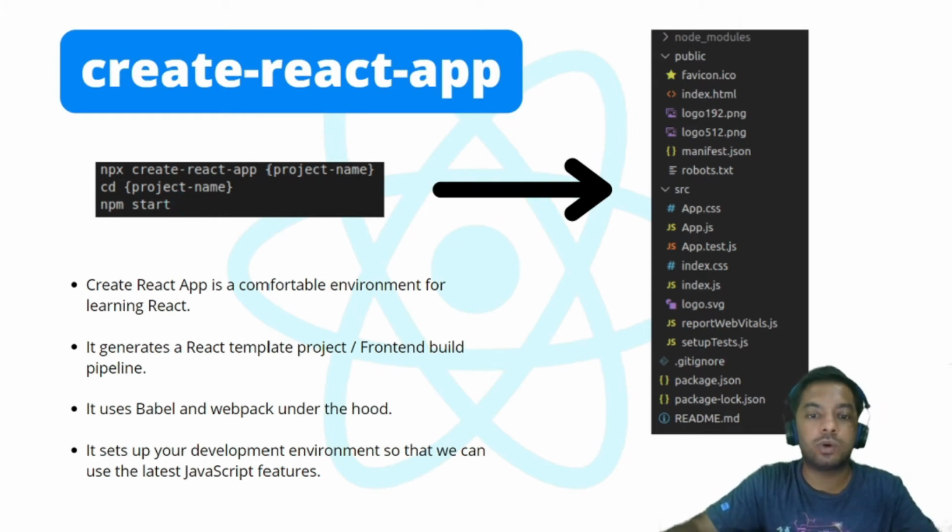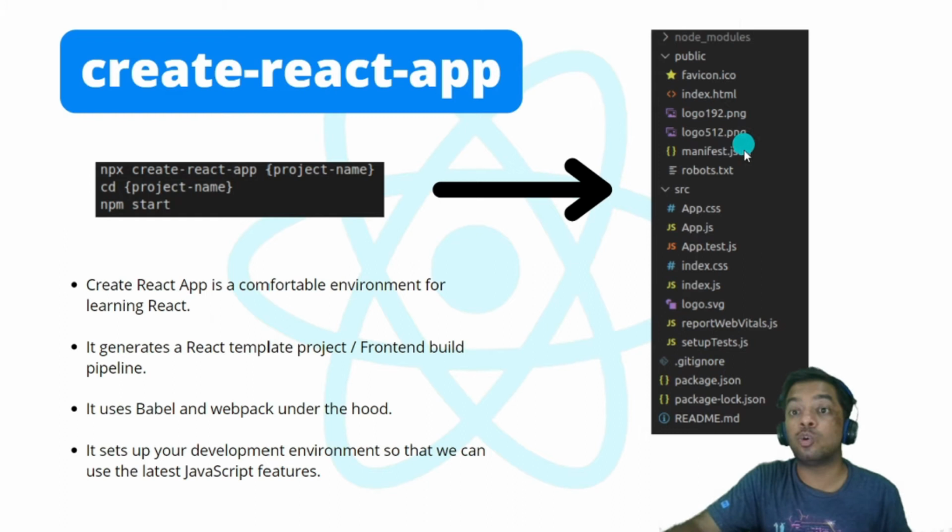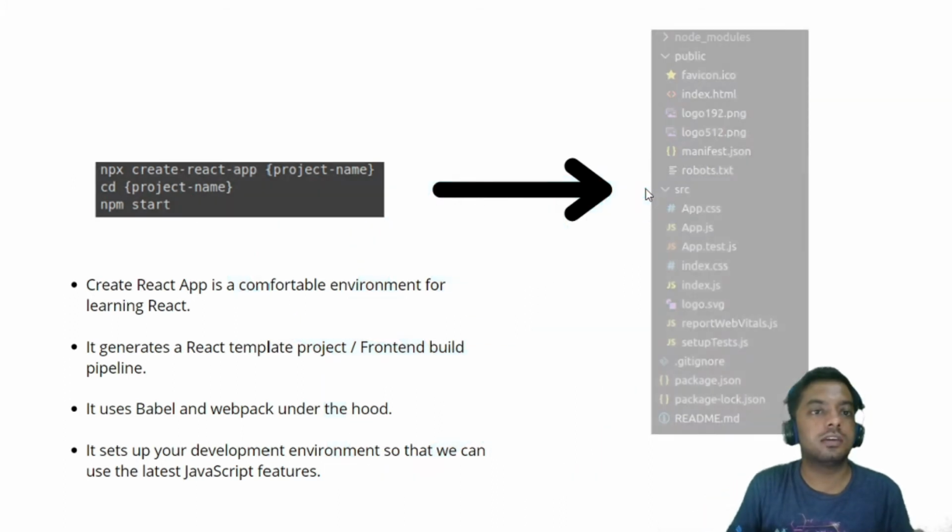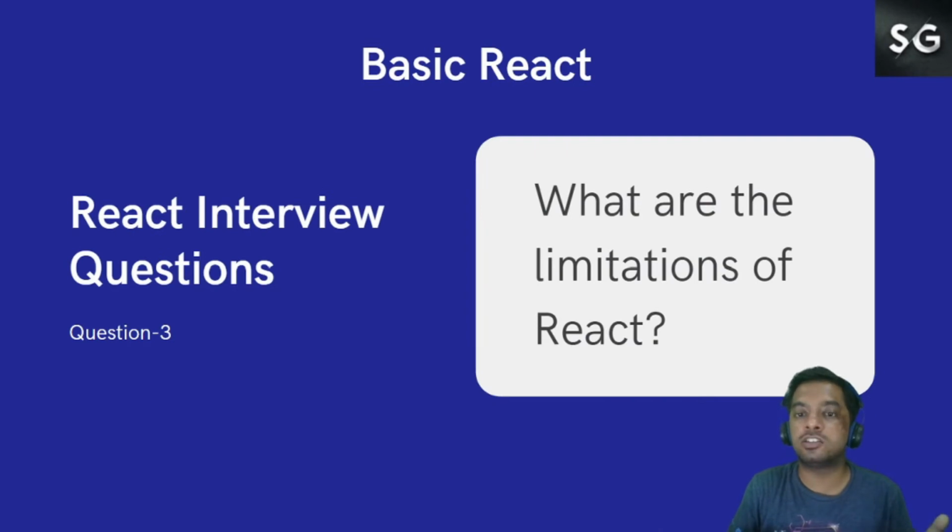It sets up the development environment so that we can use the latest JavaScript features. In order to work with Create React App, we'll have to first install it. Then to use it, we can run the command npx create-react-app and then the project name. So it will give us a project structure like this. It has a lot of folders, node_modules, some HTML files, logos. In this, src is the main folder where we work. Okay, so now we can navigate to the project, and to start the React application, we can use the command npm start.